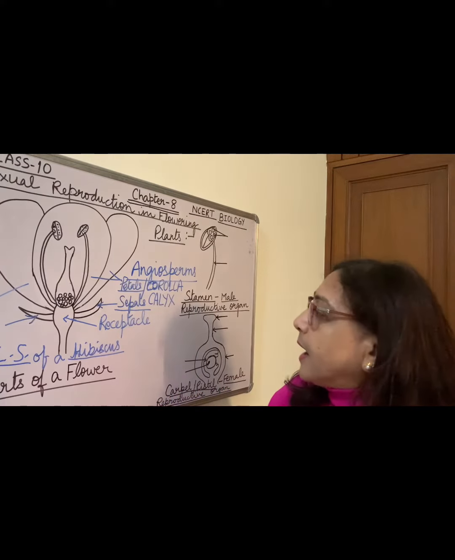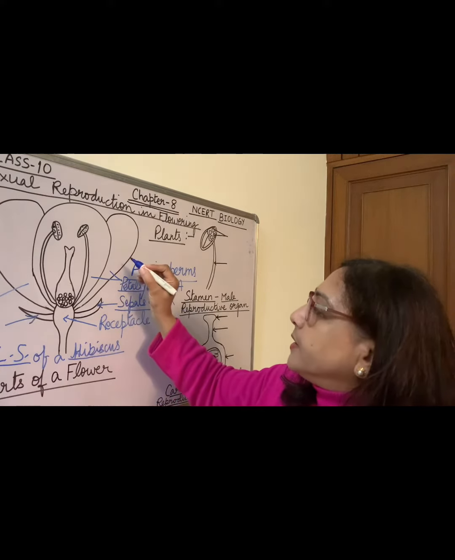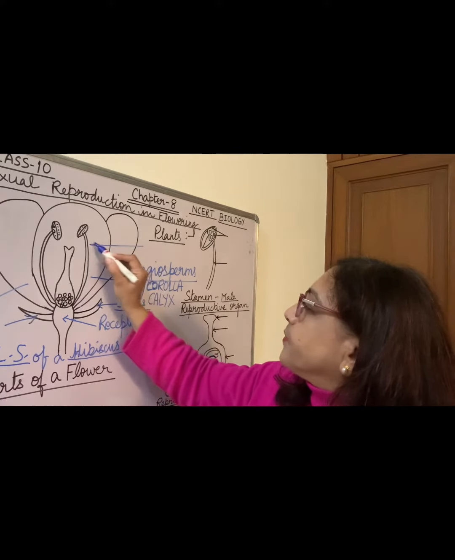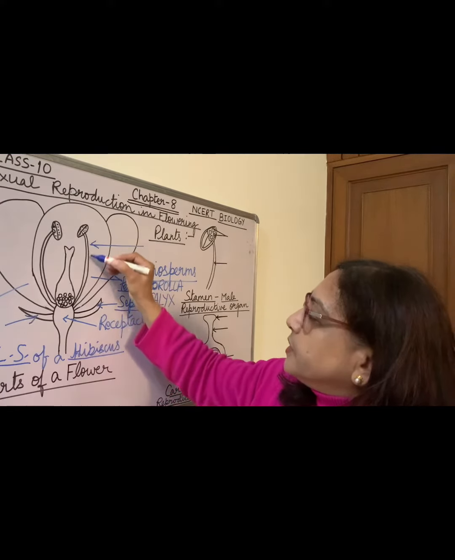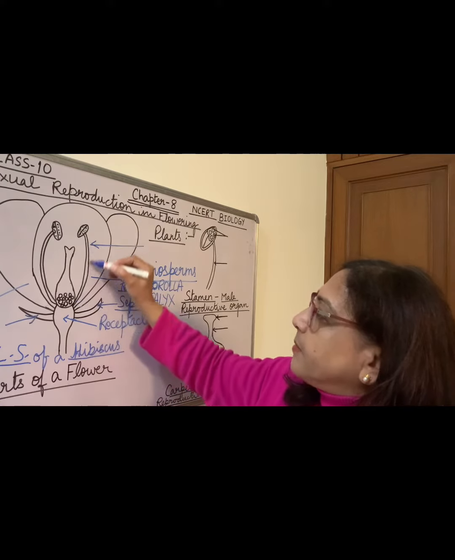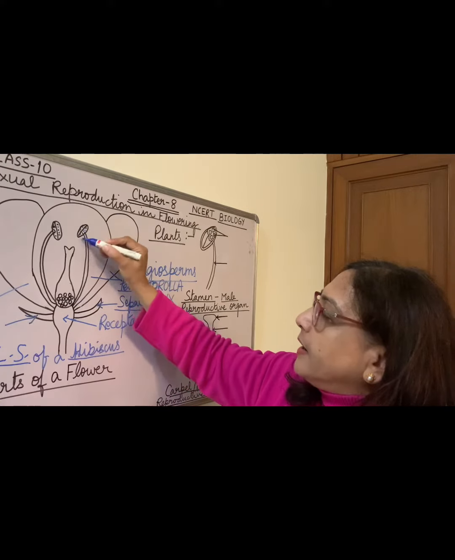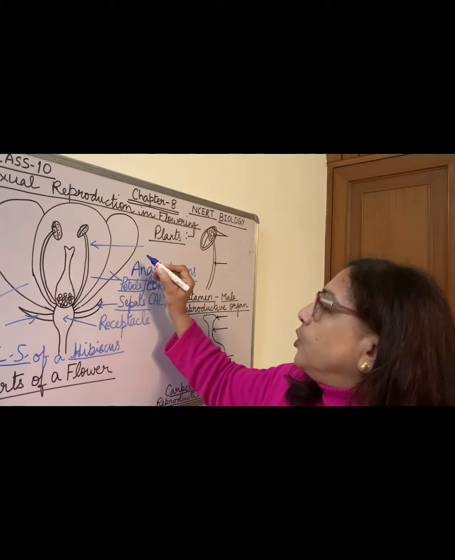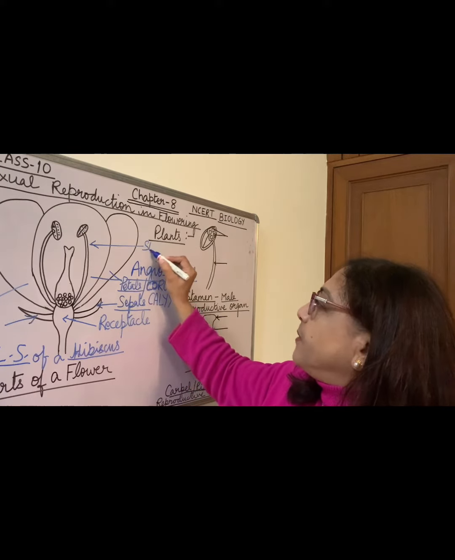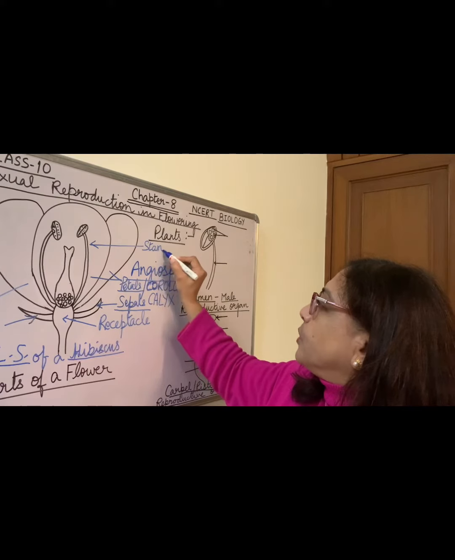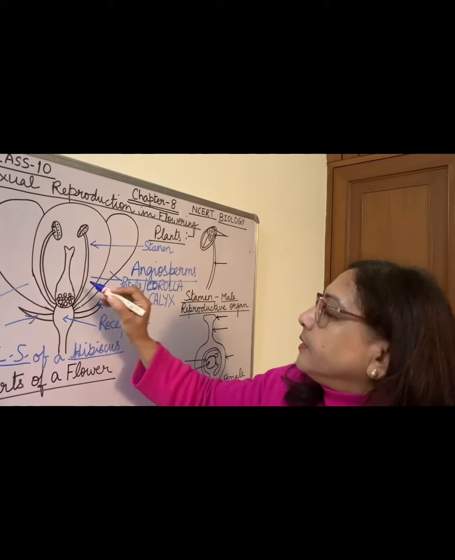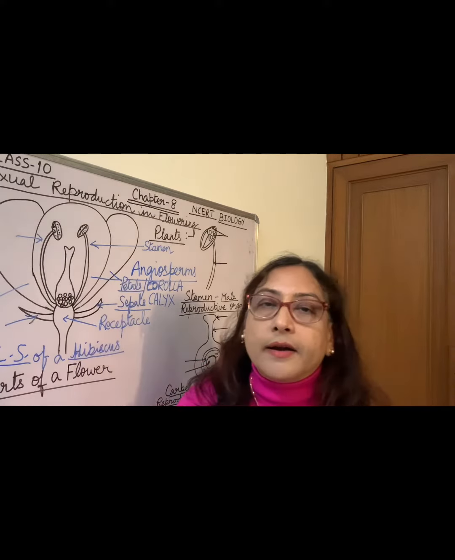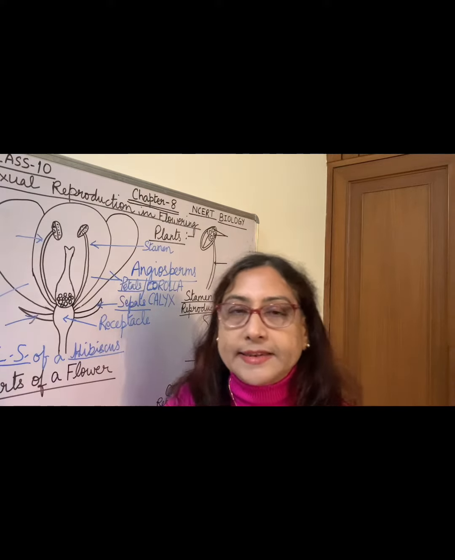Now the next part, as you can see, is this structure, which has a filamentous structure and a top head. This is known as stamen. This is also a stamen. A flower can have many stamens.